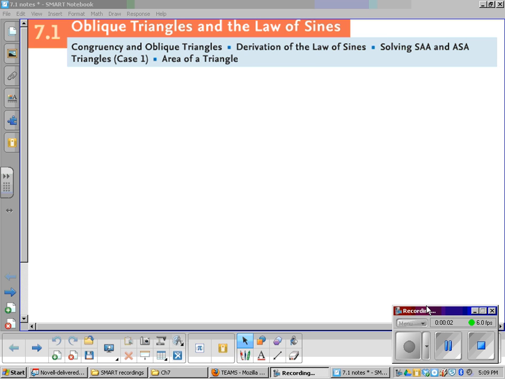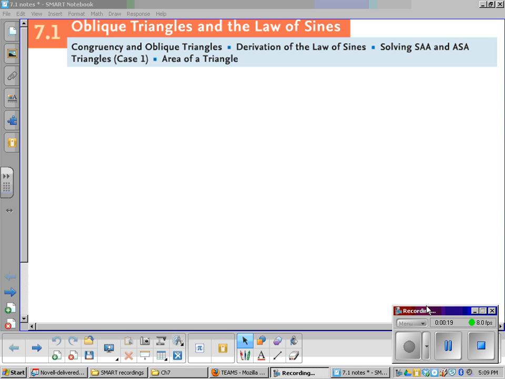Earlier in the semester, we solved right triangles, and we did that by using the Pythagorean theorem and using SOHCAHTOA, which is the ratio of the trig functions. You can only use those two devices when you have right triangles. We need to solve triangles that are not right.